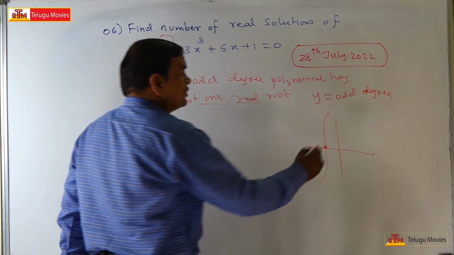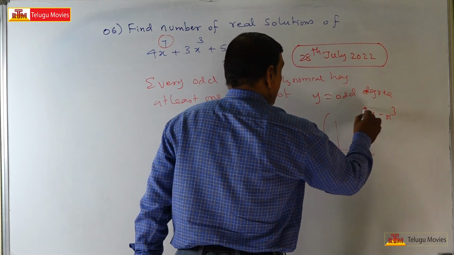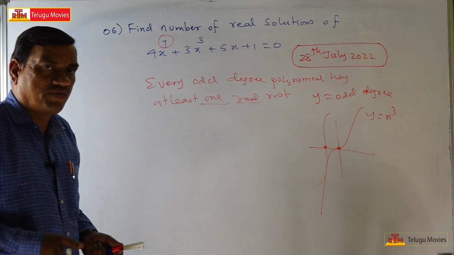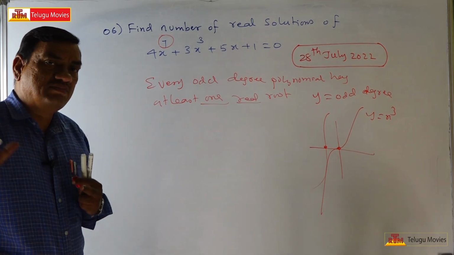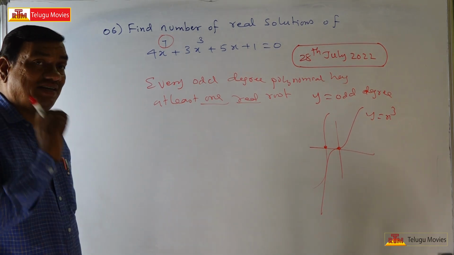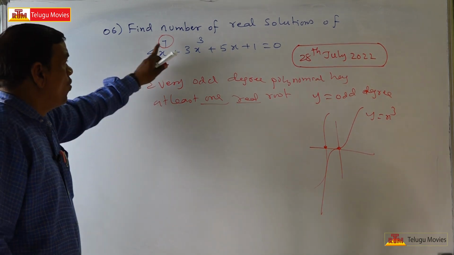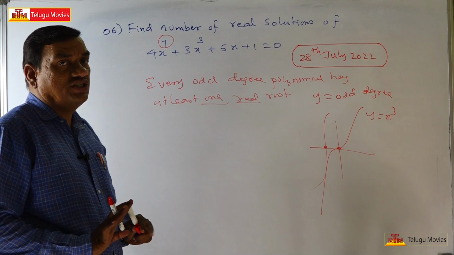Observe the y is equal to x cube graph. This will be like this, no? So definitely it will intersect. Y is equal to x power 5, x power 7 plus something something. If you draw the graph, it intersects the x-axis at least one time. That means one real root, one real solution is confirmed.